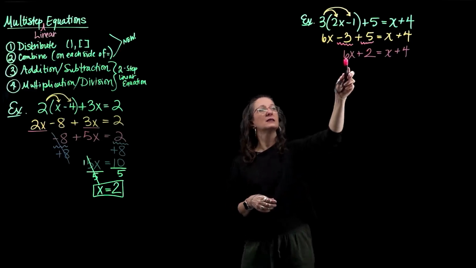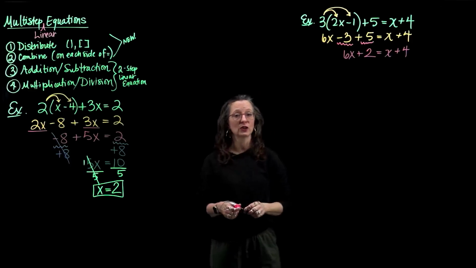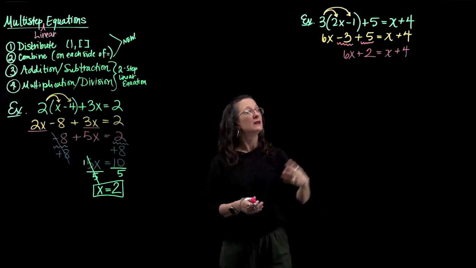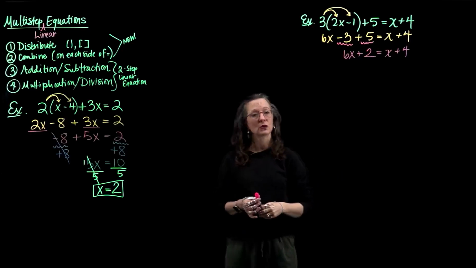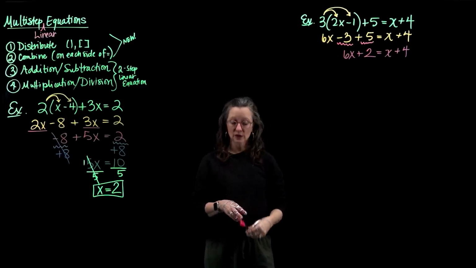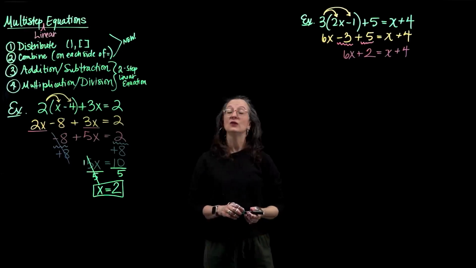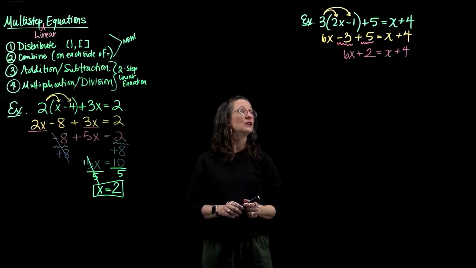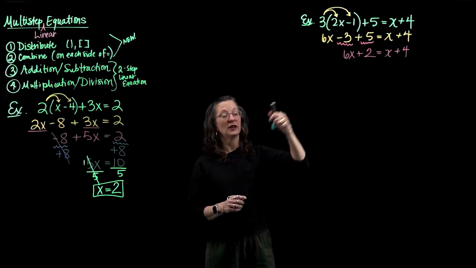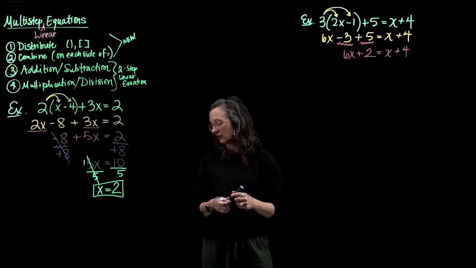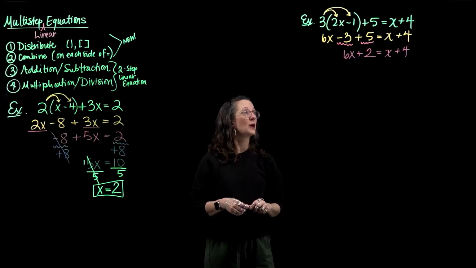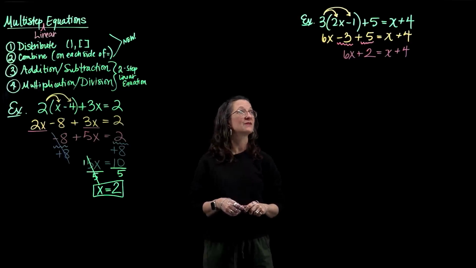Keep in mind that the 6x and the 2 are not like terms, so we can't combine them. Same with the x and the 4. Those two can't be combined either. But what we can do is use addition and subtraction to get all of our x's on one side and all of our numbers on the other.